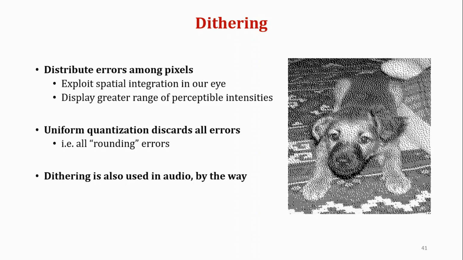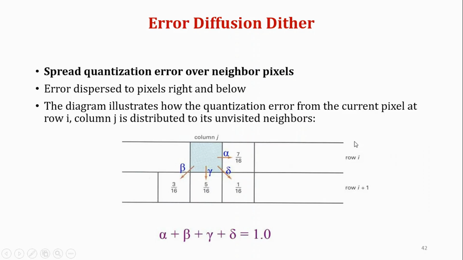So all errors can be rounded off. Sometimes dithering can be used in audio also. The human eye blends the variations into continuous tones. That is actually the technique behind dithering. So you can check out the dog image. It is grainy.